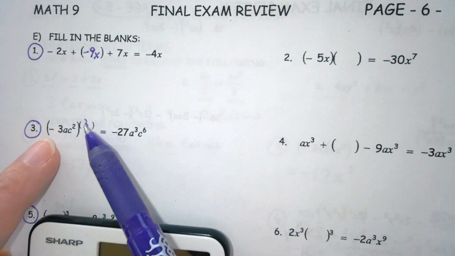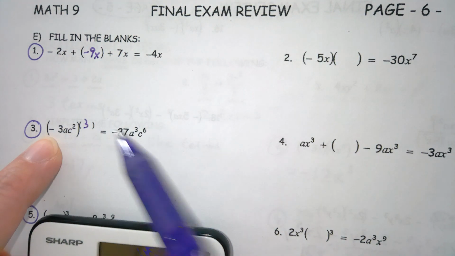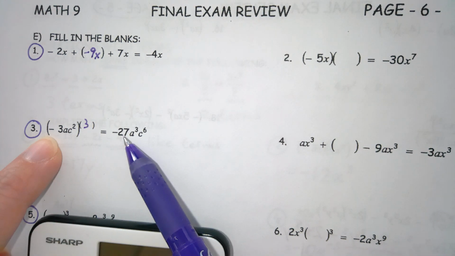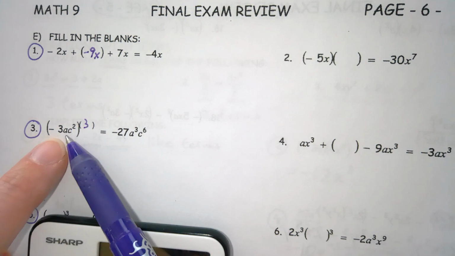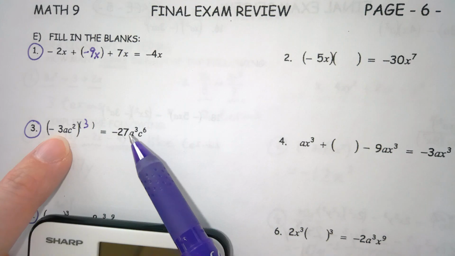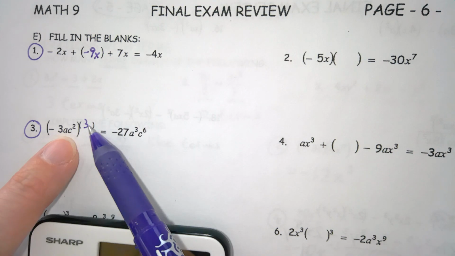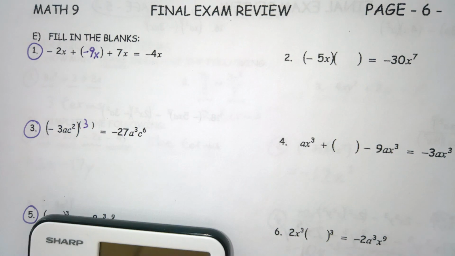And I can always check. -3 to the exponent 3 gives me -27. A to the exponent 3 gives me a cubed. And c squared to the exponent 3 gives me c to the 6.